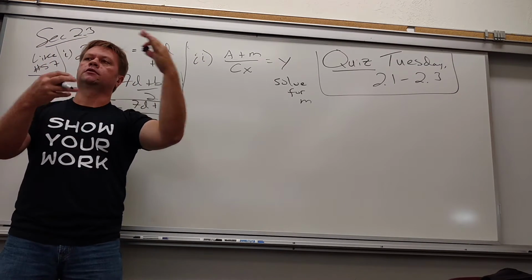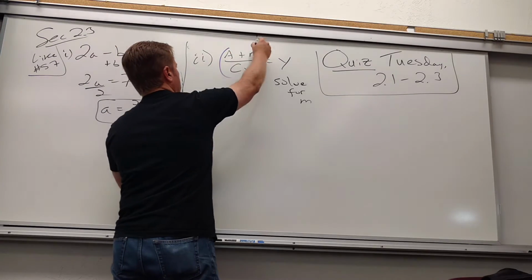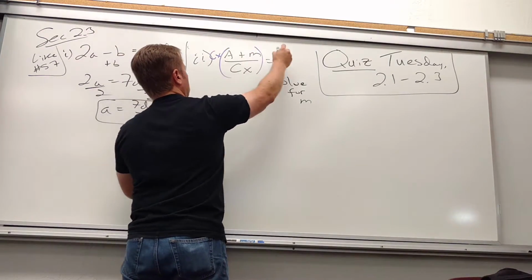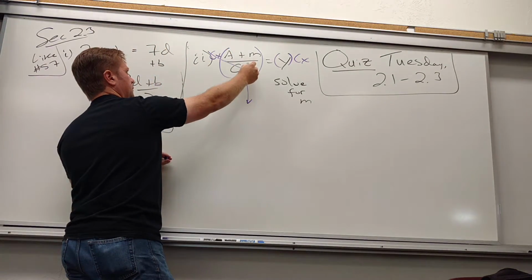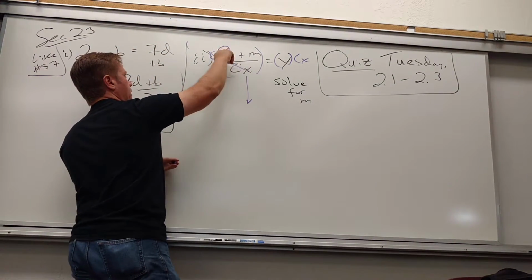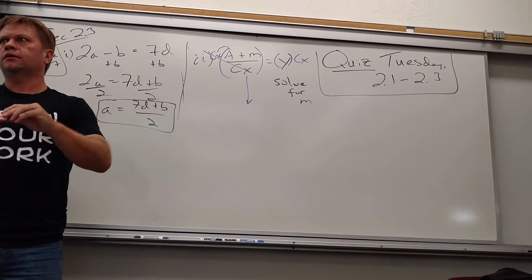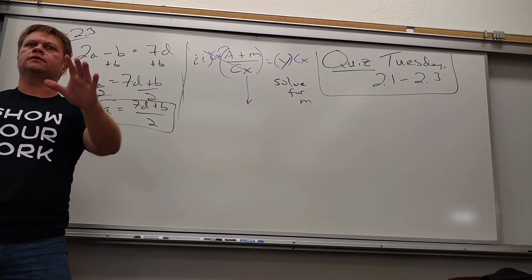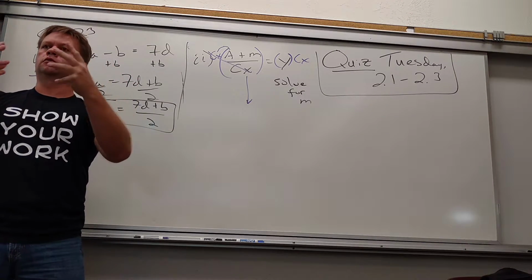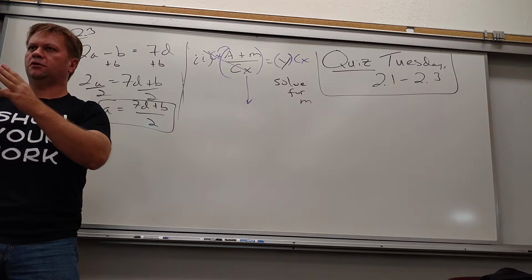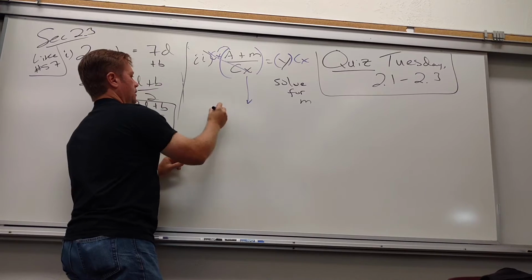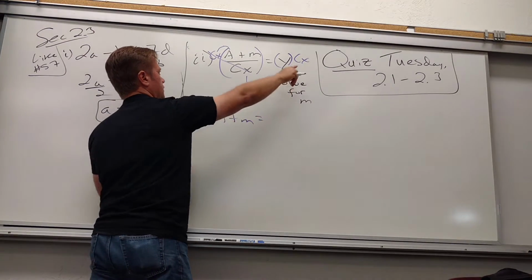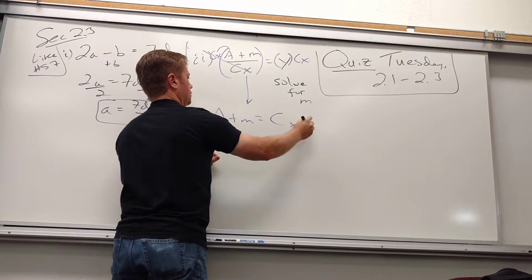Multiply by CX. So if I multiply both sides by CX, I get, bam. Somehow somebody has this go through, but I'm like, it's dead. It's dead. There's no zombie CX going, no. So, dead. So I get A plus M equals CXY. Is that cool?